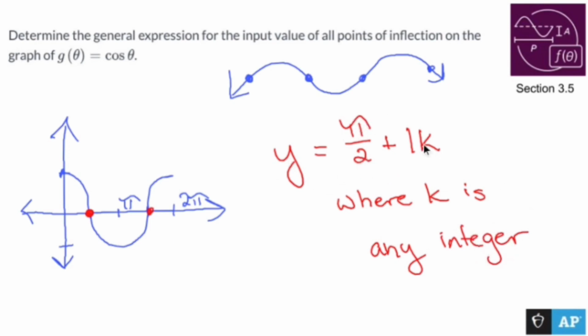Half a pi plus 0 is going to be half a pi. Boom. Half a pi plus 1 pi is going to be 3 pi over 2. Boom. And then so on and so forth. So this will give us a nice little equation to give us the points of inflection for any inflection point. Crazy problem, but, you know, we did it.